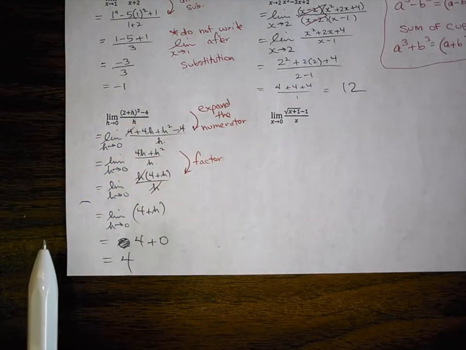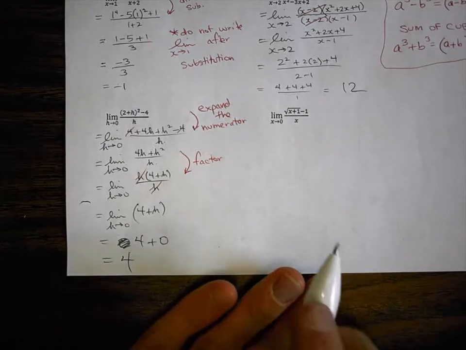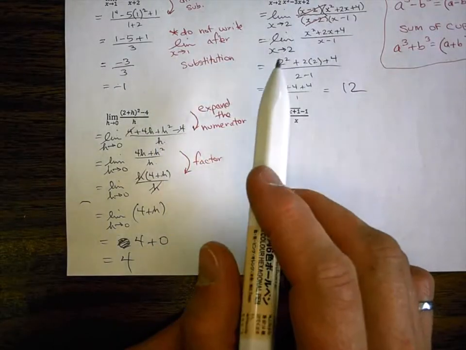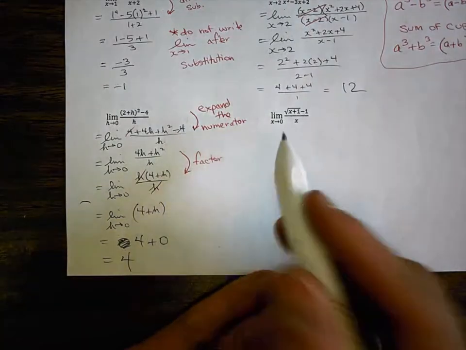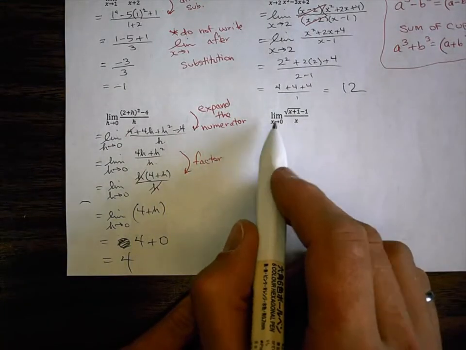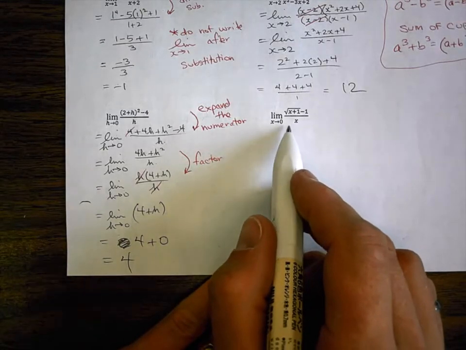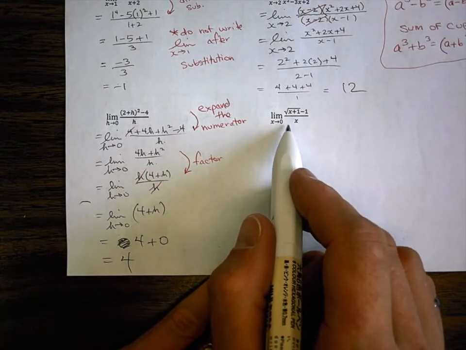The last type of question you can get, and this is probably the hardest, but there's only really 3 types of questions, right? Factor, direct sub, factor, FOIL, and then this type. You have a question like this. Can I sub in x equals 0? No, because then I have a divide by 0 problem. Okay. Can I simplify this?